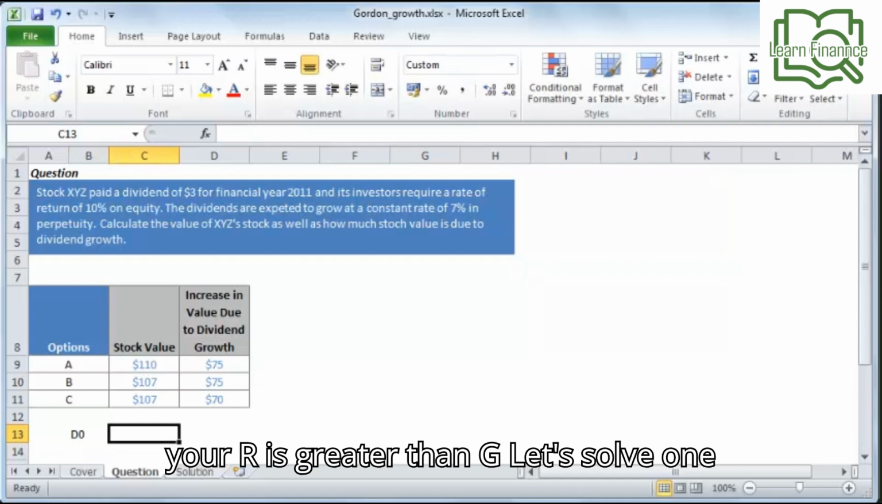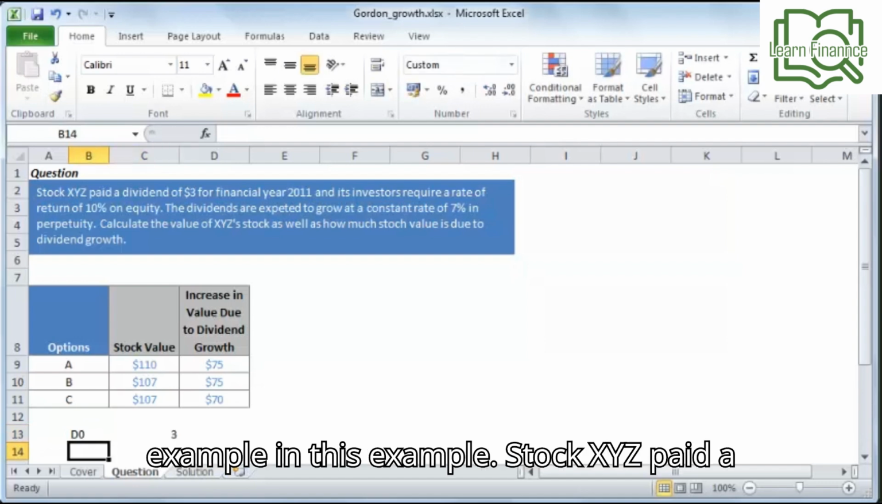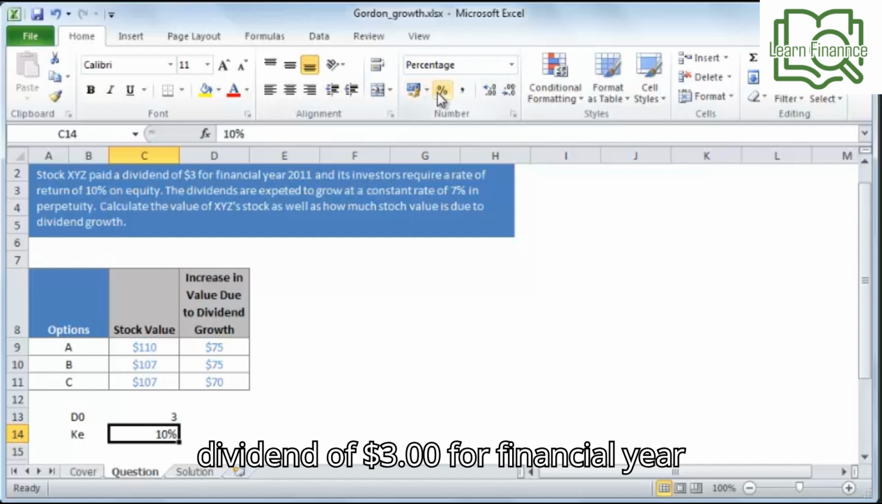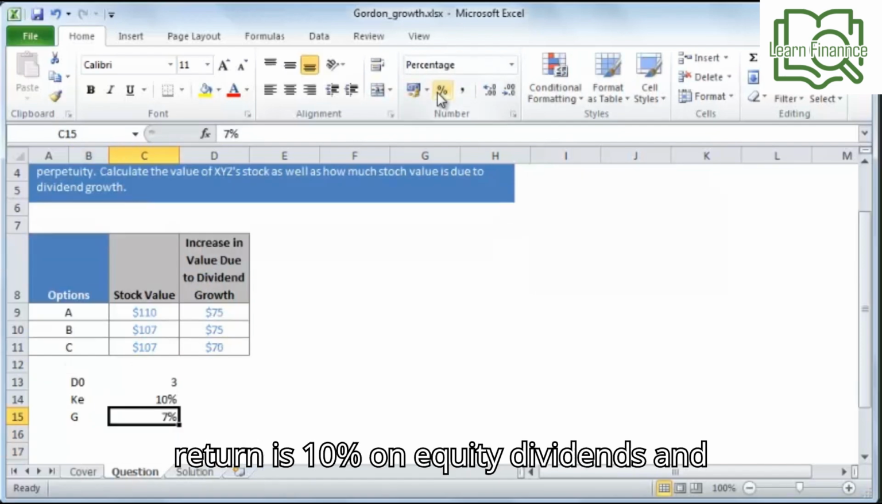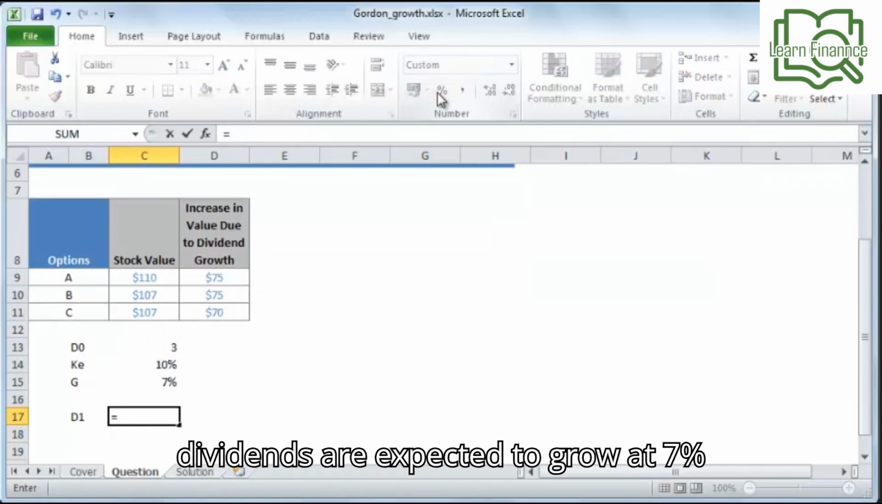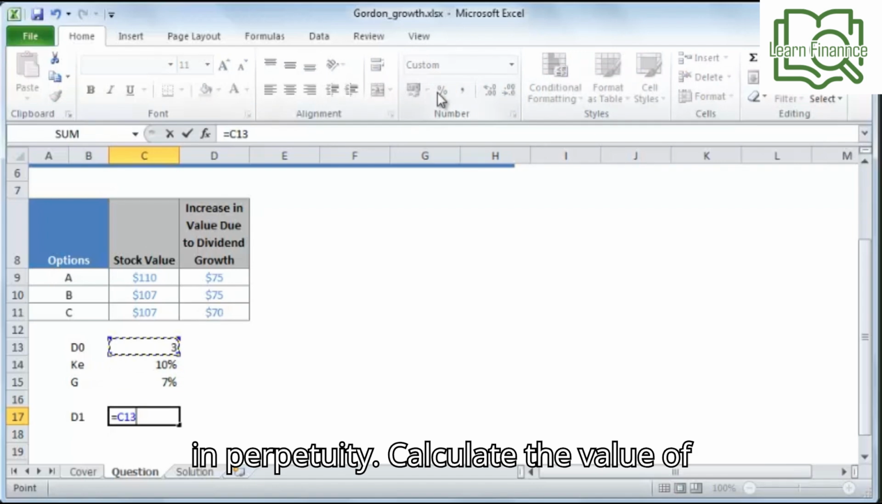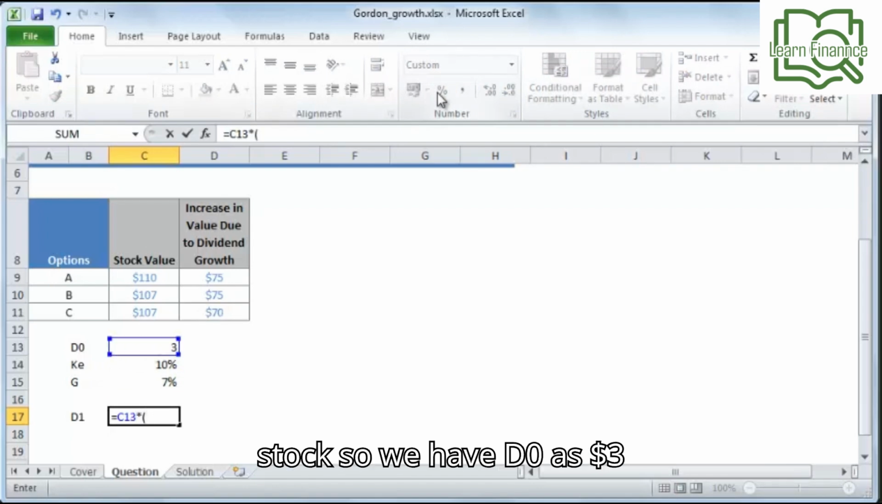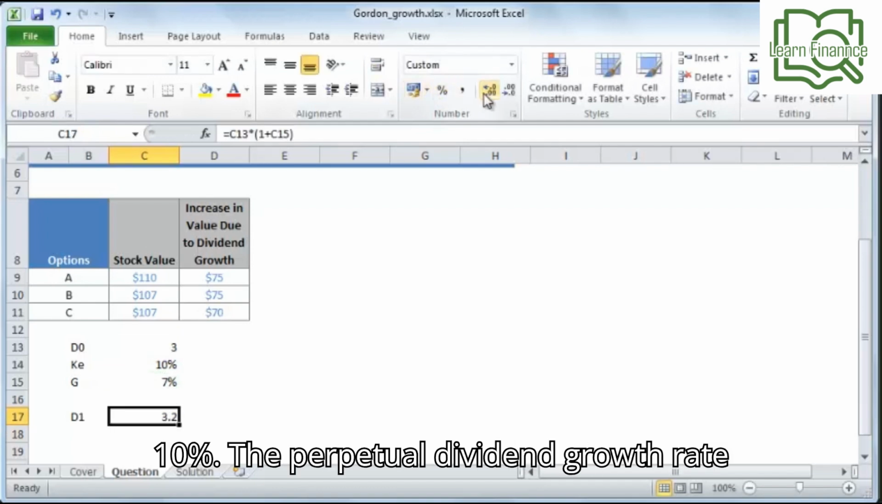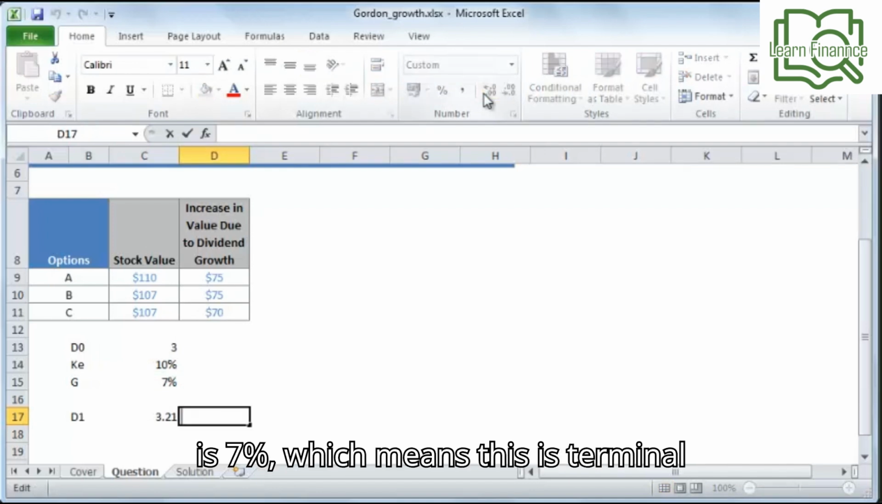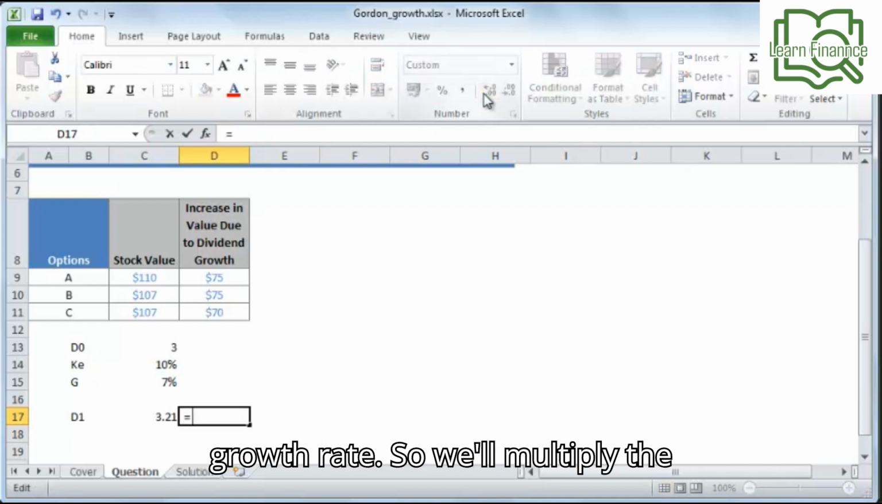Let's solve one example. In this example, stock XYZ paid a dividend of $3 for financial year 2011. Its investors' required rate of return is 10% on equity, and dividends are expected to grow at 7% in perpetuity. Calculate the value of the stock. So, we have D0 as $3 and cost of equity as 10%. The perpetual dividend growth rate is 7%, which means this is the terminal growth rate.